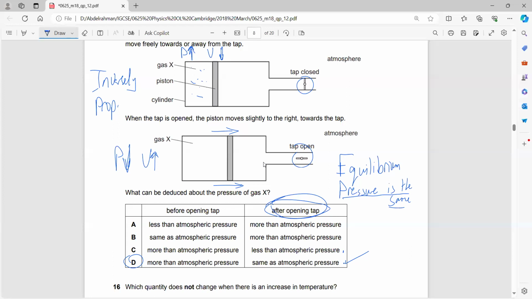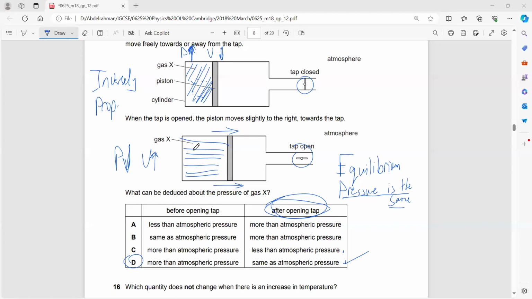Okay, you can see from the diagram that initially the volume was less. As you opened up the tap, what happened? The volume increased. This means that initially the pressure was more, greater than the atmospheric pressure. So the answer to this question has to be D.